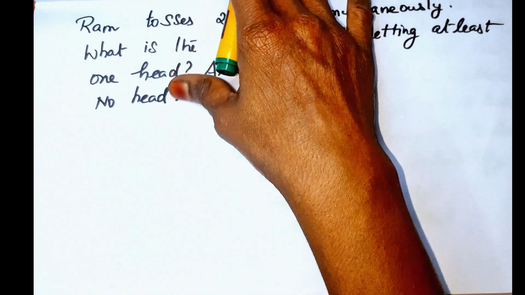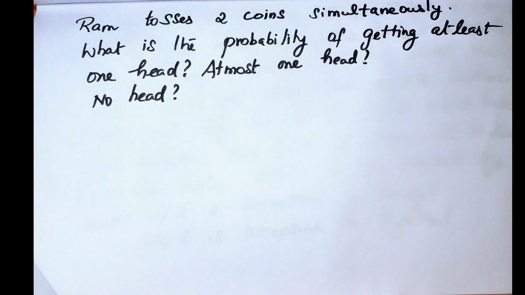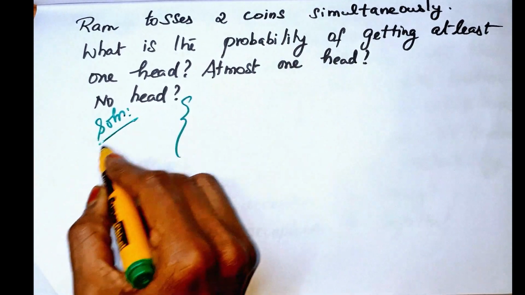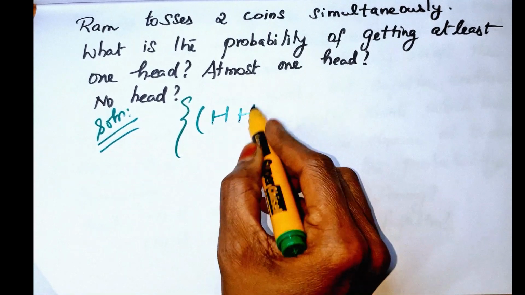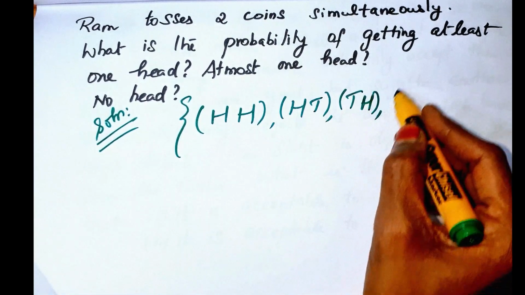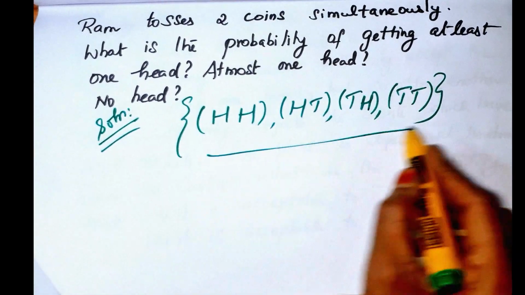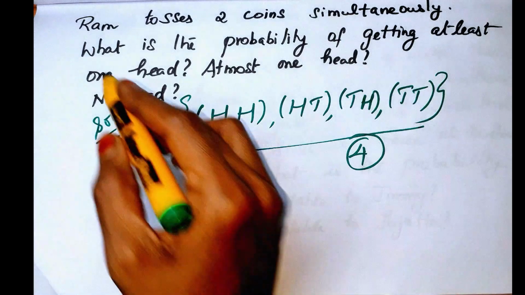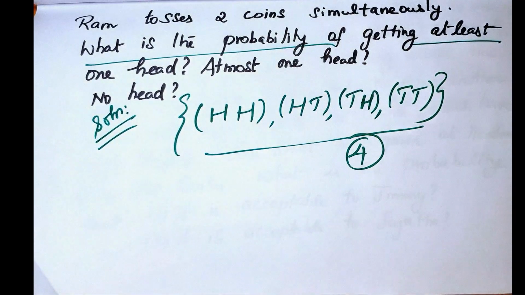The next one. Ram tosses 2 coins simultaneously. What is the probability of getting at least one head, at most one head, and no head? So how many coins are tossed? 2 coins. Now you tell me what are the possible outcomes we have in a 2 coin tossing problem? Head head, then head tail, then tail head, and both are tails. So these are the 4 possible outcomes which I have when tossing 2 coins. In that, what is the first question? We have to find the probability of getting at least one head.